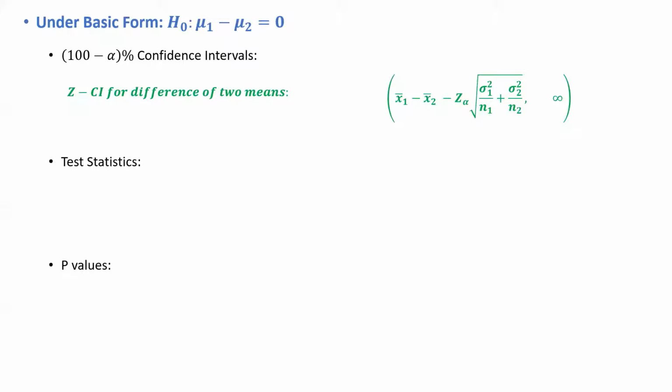Alright, that's it about the z confidence interval method. As you saw, the z confidence intervals require sigma 1 and sigma 2.